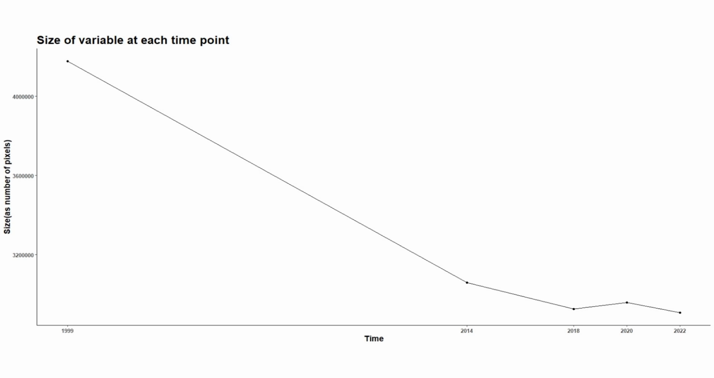As you can see, the time intervals here are 1999, 2014, 2018, 2020, and 2022. Take particular note of the fact that the number of mangroves increases between 2018 and 2020.